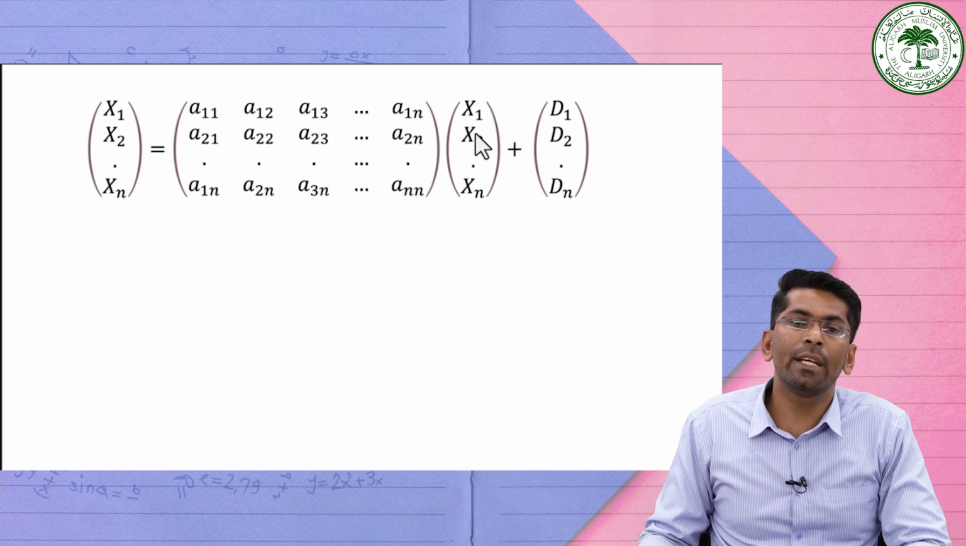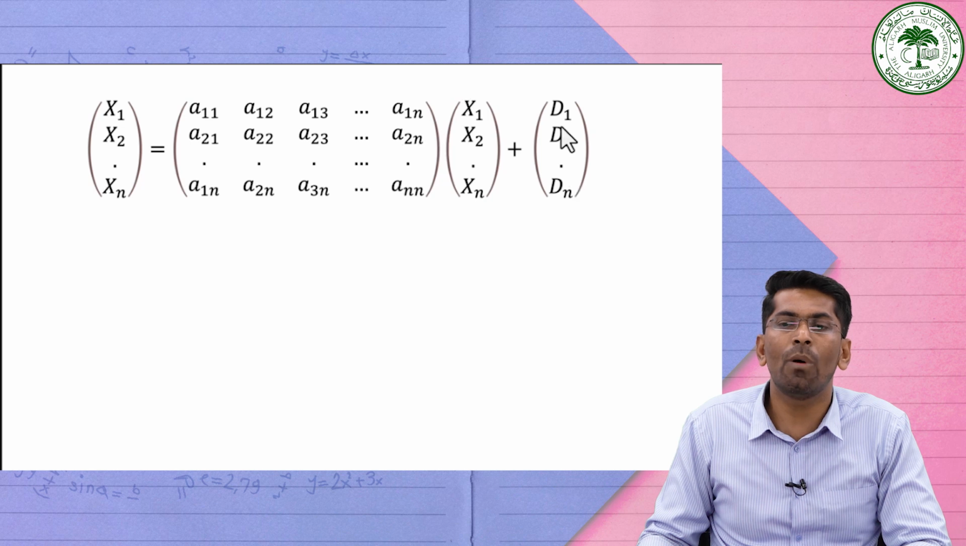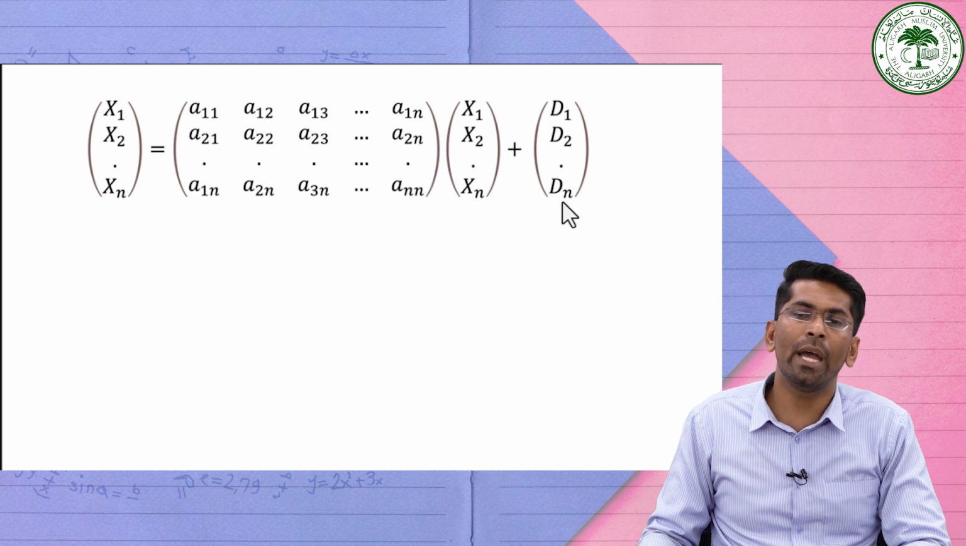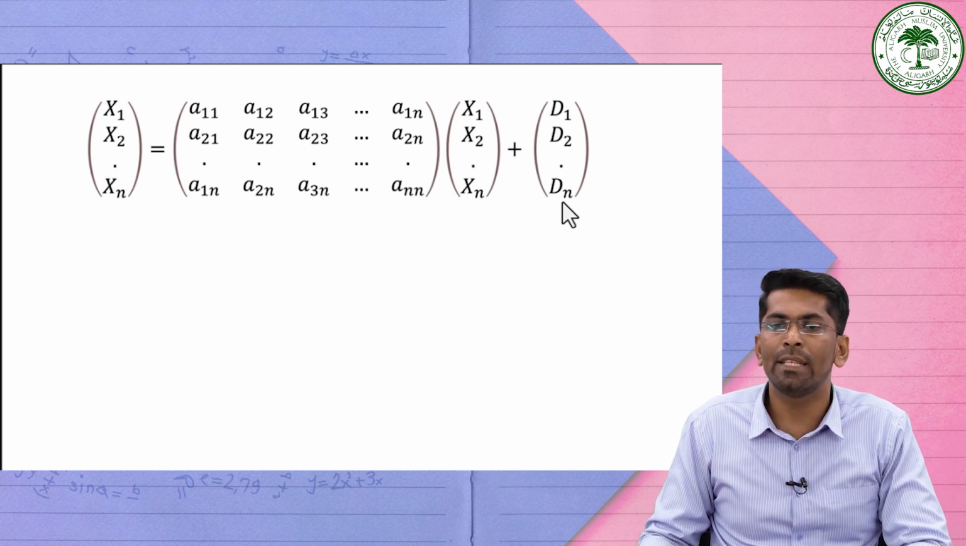So here x1, x2, x3, this is the output of the concerned sector. This is, of course, the column vector. Then plus we have the final demand vector. See, this column vector represents the final demand for each sector in the economy. So we have Di, which is the final demand for output from the sector i.